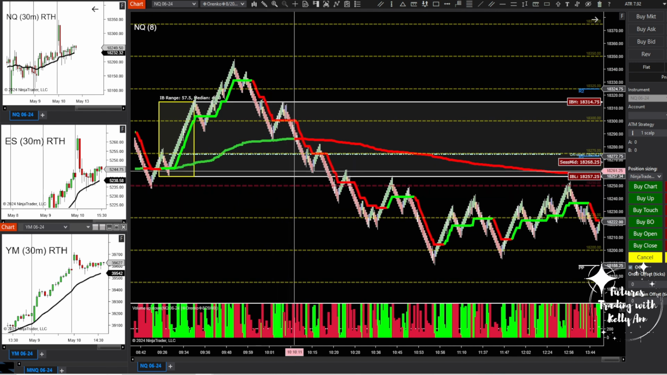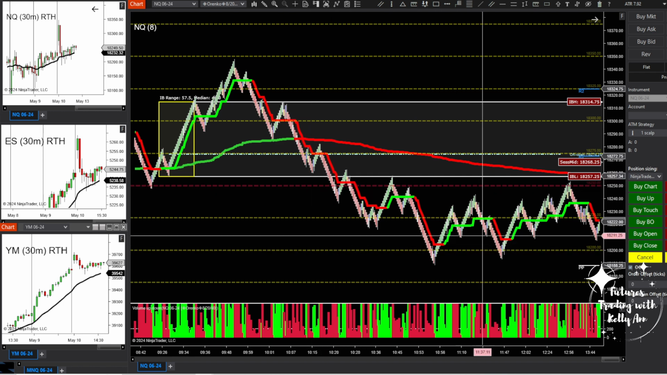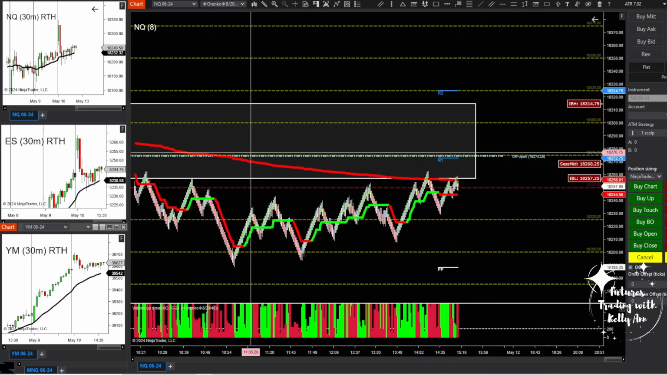We did pull back and retest that level, and then we continued. But sometimes we won't. Sometimes you'll just miss it, you know? So that's just how it is.